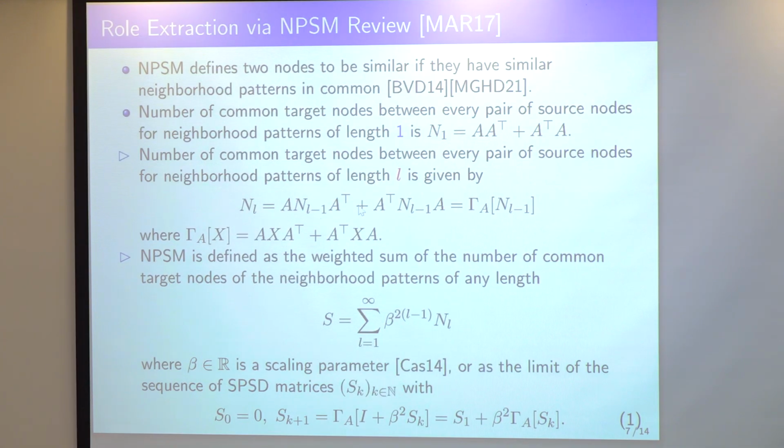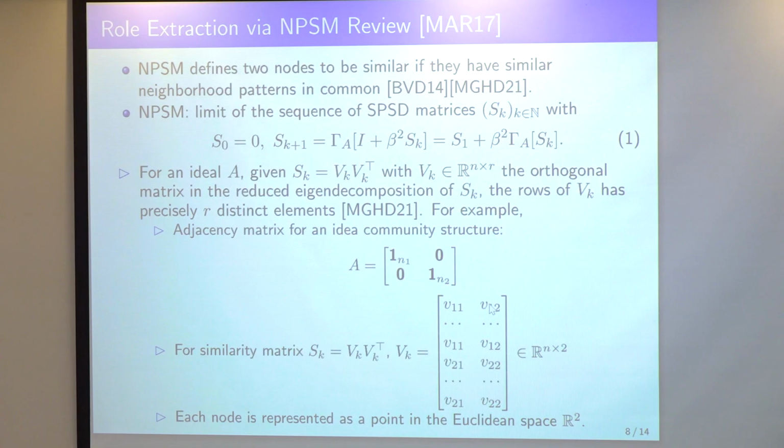Based on this recurrence, we can also rewrite this formula in a recurrence form. And the limit is the neighborhood pattern similarity measure. And there's a very good property of this S. That is why we can use this S to extract the nodes in each group.